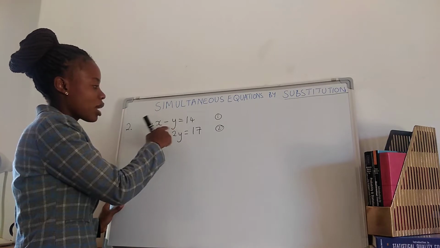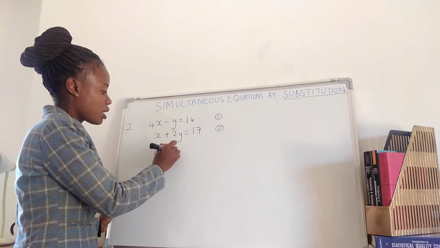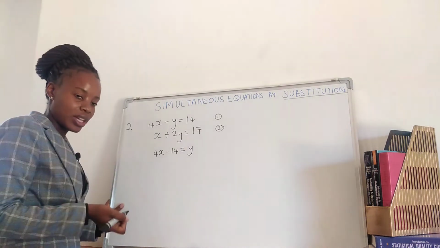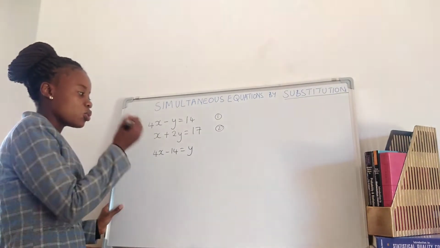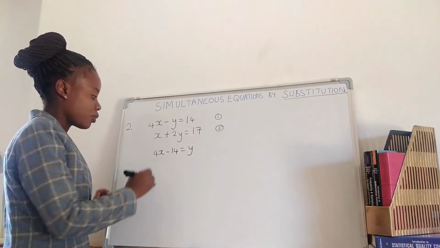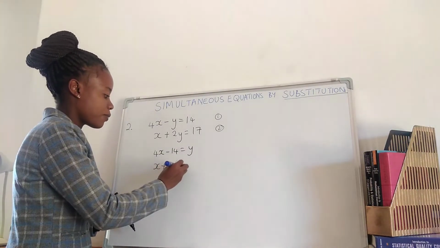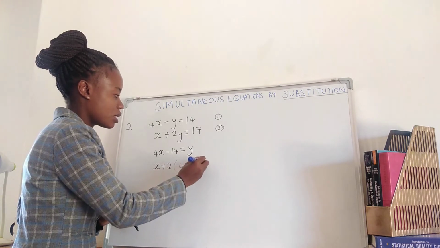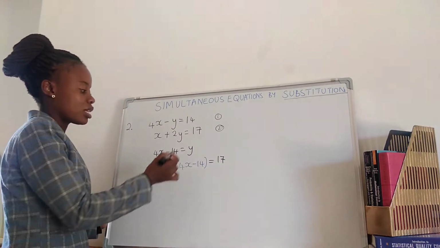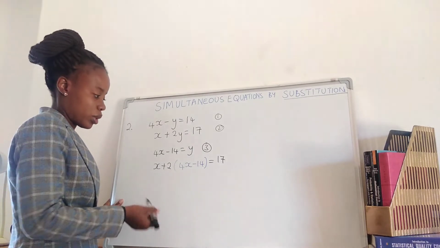We are going to take this y to the other side and take 14 to the other side. So we're going to have 4x minus 14 equals our y. Okay? y equals 4x minus 14. After that, you substitute your y in equation 2. So we are going to have x plus 2, and then our y is (4x minus 14) equals 17. We have substituted equation 3 into equation 2, and then we have this.